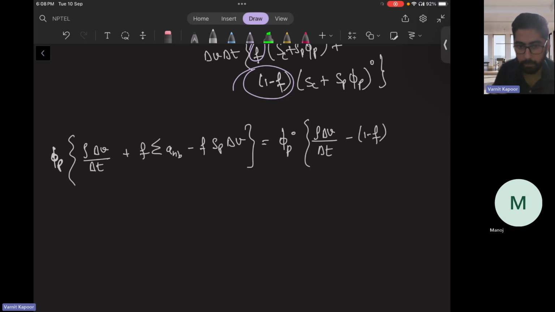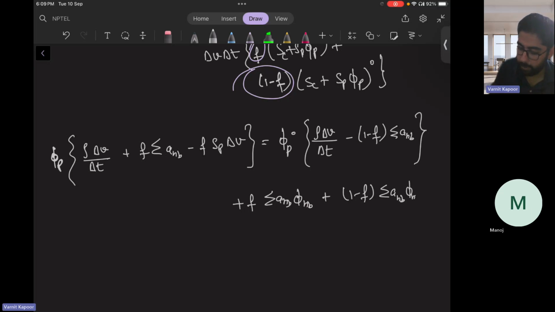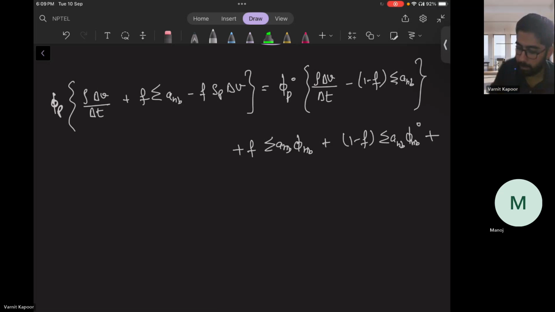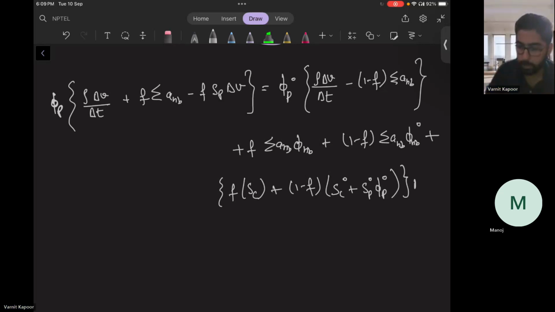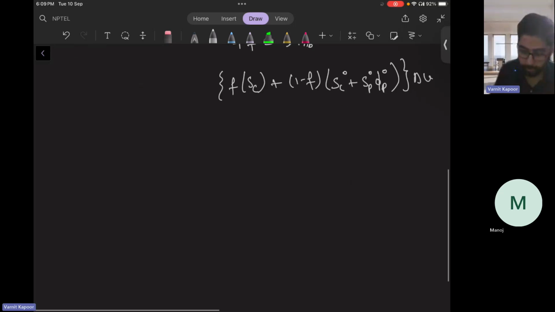You can refer to the last tutorial. We have already reached this equation towards the end of it. So you have to check out the last tutorial and watch the lecture videos as well. Plus f factor times the summation of a_nb, the neighboring coefficients, plus 1 minus f times the summation of a_nb phi nb naught, plus f into SC plus 1 minus f into SC naught plus SP naught phi naught, times del V.